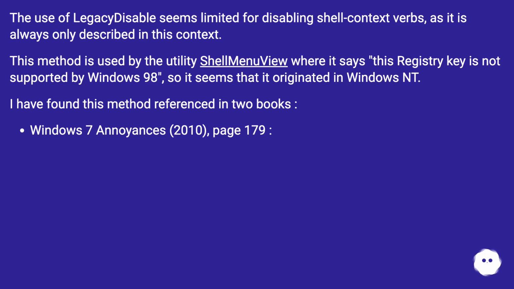This method is used by the utility ShellMenuView, where it says, "This registry key is not supported by Windows 98." So it seems that it originated in Windows NT. I have found this method referenced in two books. Windows 7 Annoyances, 2010, page 179.